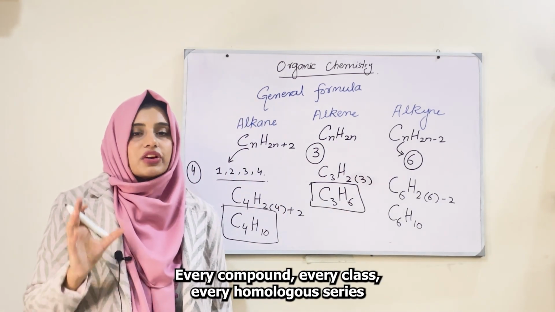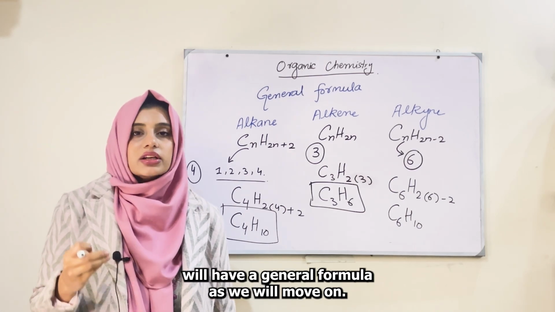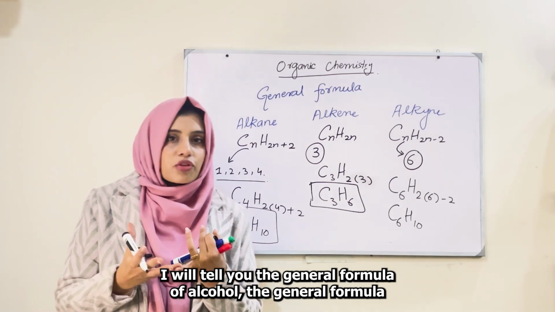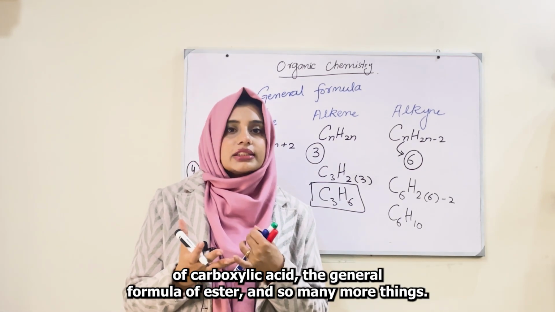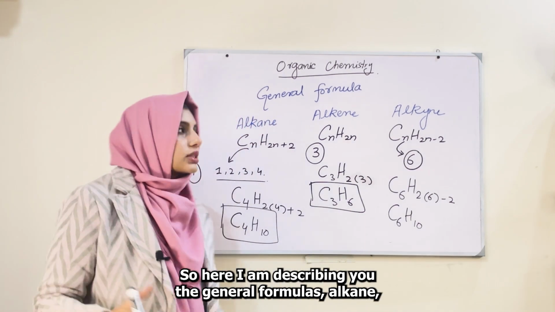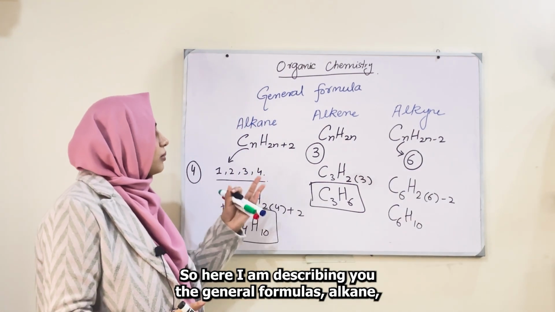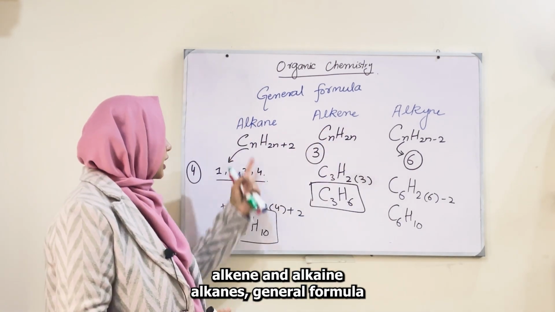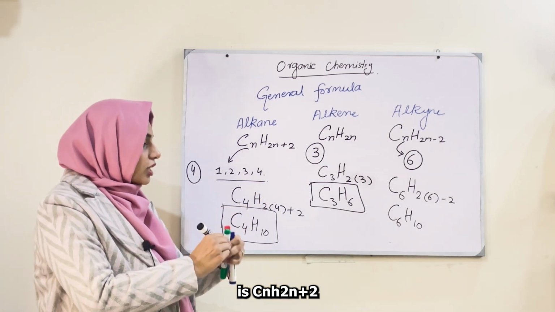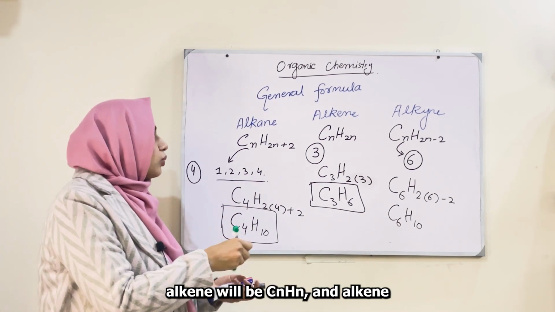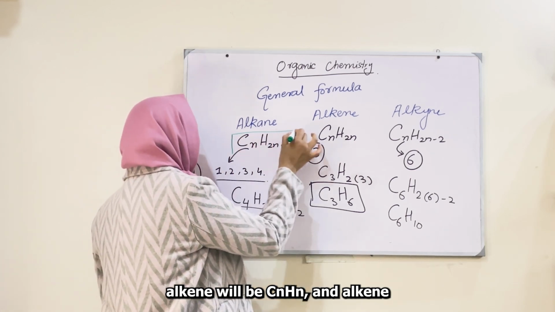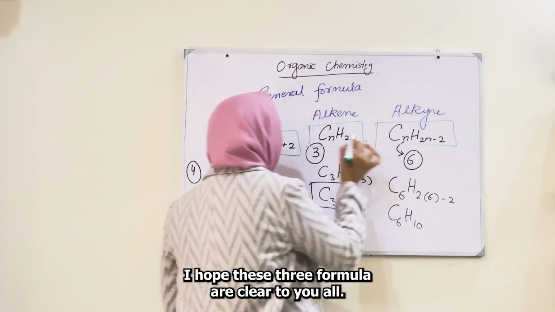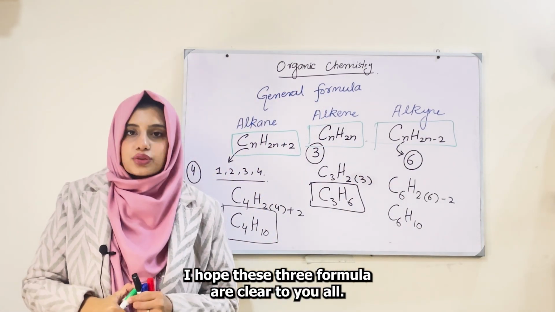Every compound, every class, every homologous series will have a general formula. As we will move on, I will tell you the general formula of alcohol, the general formula of carboxylic acid, the general formula of ester, and so many more things. So till here, I am describing to you the general formula of alkane, alkene, and alkyne. Alkane's general formula is CnH2n plus 2. Alkene will be CnH2n and alkyne will be CnH2n minus 2. I hope these three formulas are clear to you all.